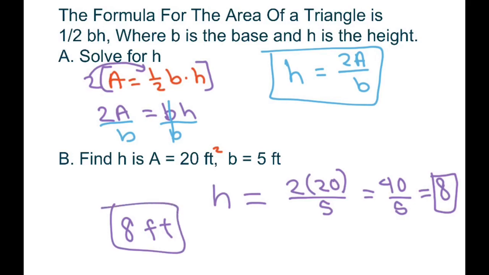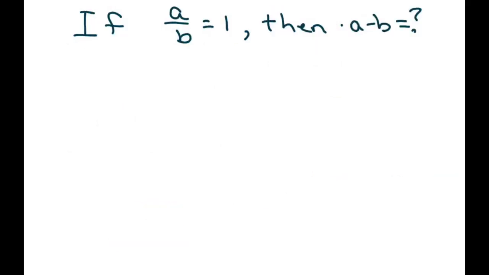All right. The next one is this one. This is kind of like a good SAT type question. So what I'm going to do is cross multiply on this. And when you cross multiply, you get a equals b.